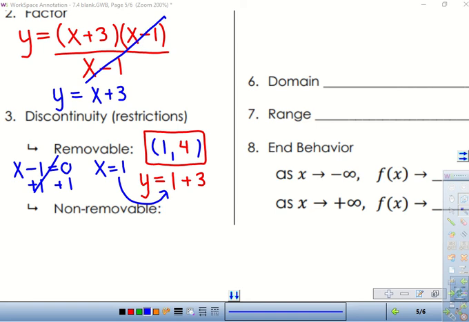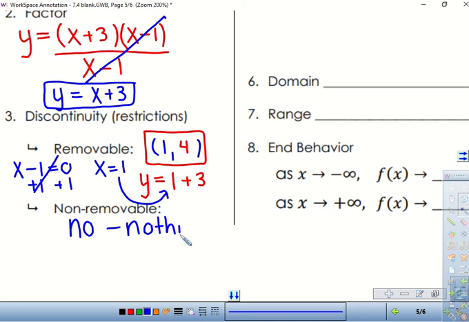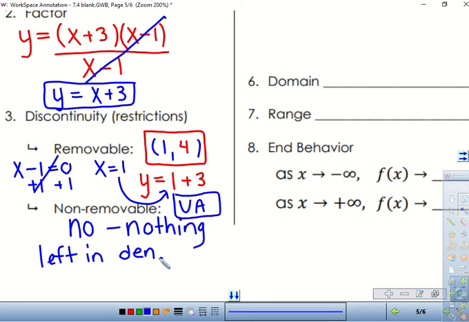So now we're going to talk about non-removable. A non-removable discontinuity occurs where we have something left in our denominator after simplifying. After we simplified this function, was there anything left in the denominator? No. Nothing left in the denominator. So if there's nothing left in your denominator, you have nothing to worry about as far as non-removable asymptotes, which are ultimately your vertical asymptotes, by the way. The non-removable are also known as the vertical asymptotes.